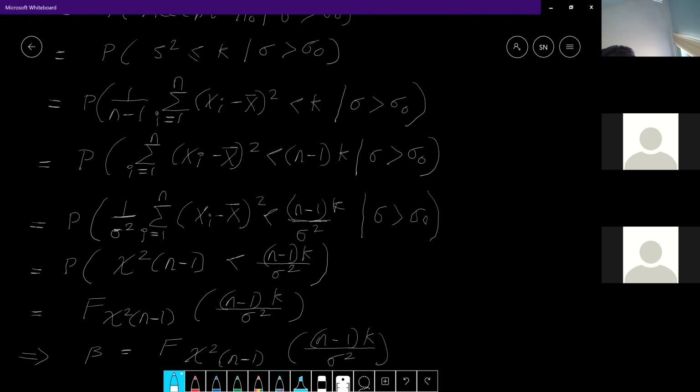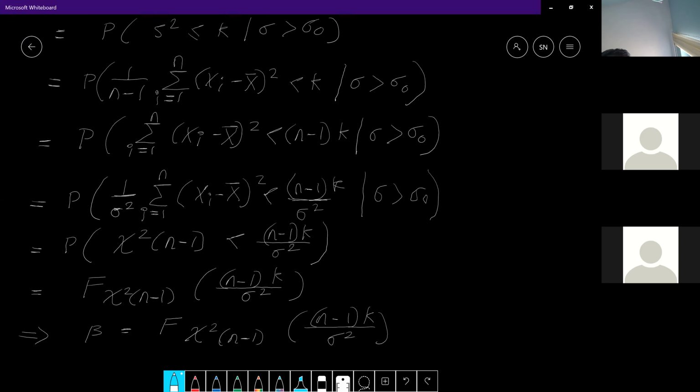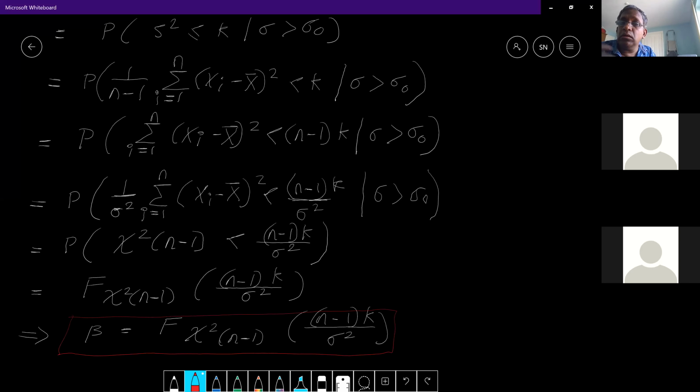So just to summarize, your beta, the type 2 error probability, is equal to this. This is the summary of the answer for part 2 of example 7. Okay, guys, do you have any questions on this example that I've just done?